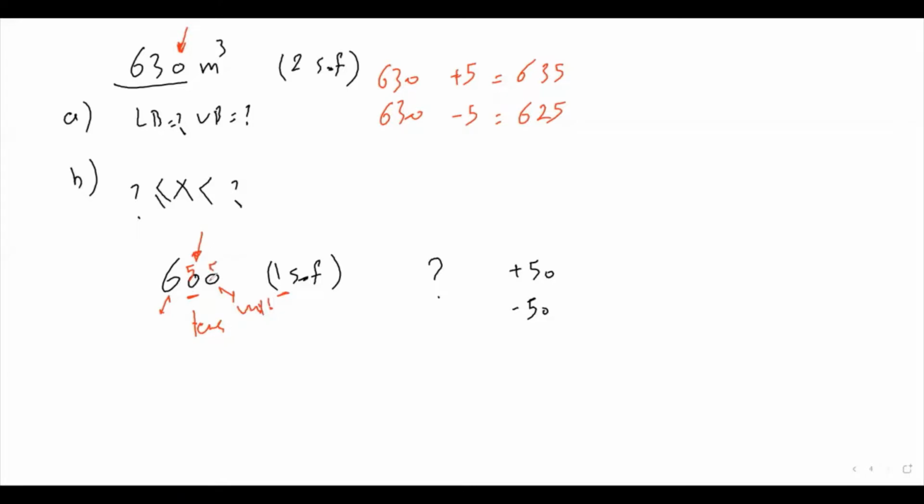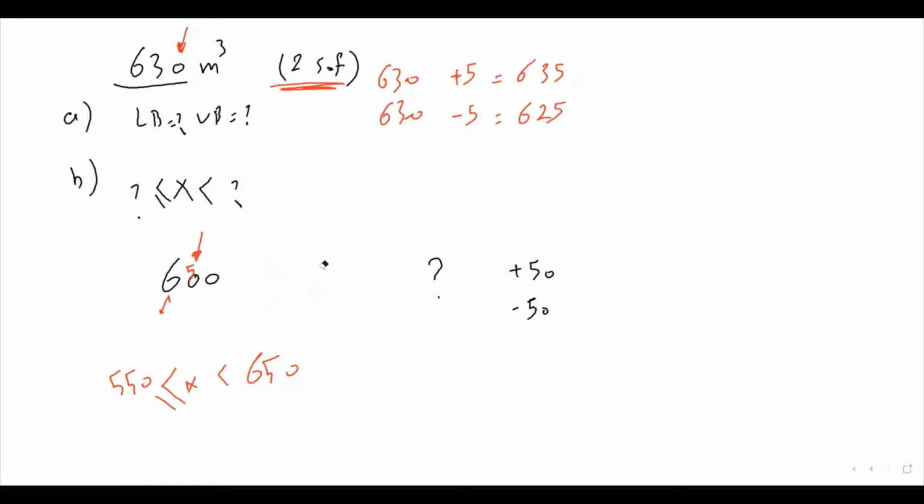If you put a 5 here, its value is 5. But if you put a 5 here, its value is 50. So you add and subtract 50, and you get 650 as the upper bound and 550 as the lower bound. So be very careful what the question is asking, and basically what the level of accuracy is. Always follow that. So let's get back to our question here.